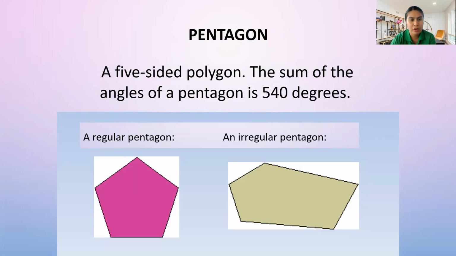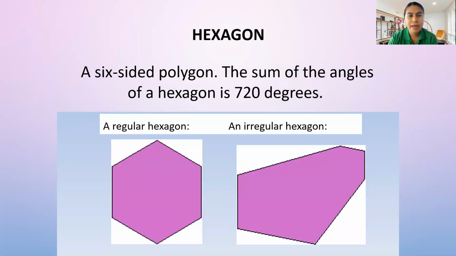Next, pentagon, a five-sided polygon. The sum of the angles of a pentagon is 540 degrees. We have regular pentagon and irregular pentagon. Hexagon, a six-sided polygon. The sum of the angles of a hexagon is 720 degrees. We have also regular and irregular.